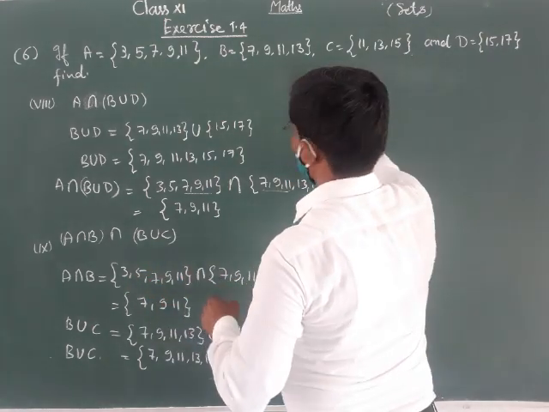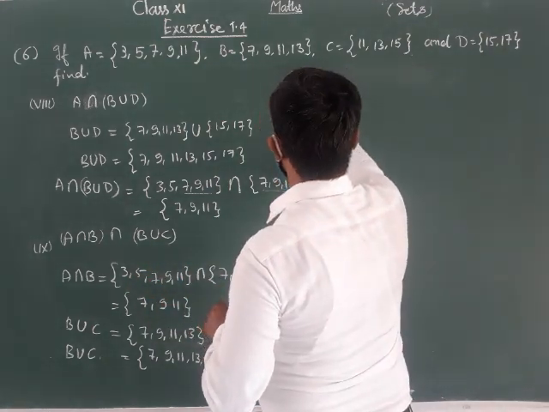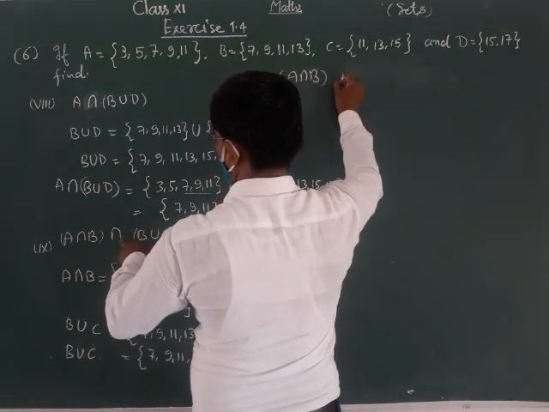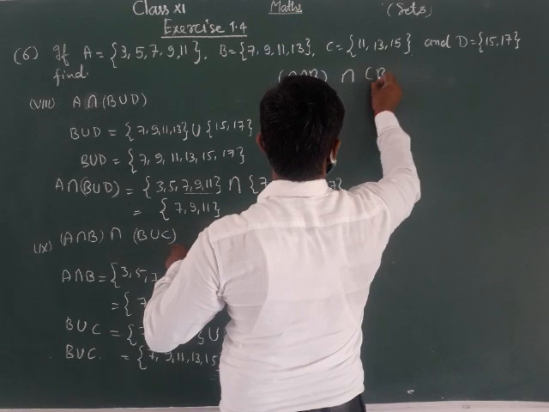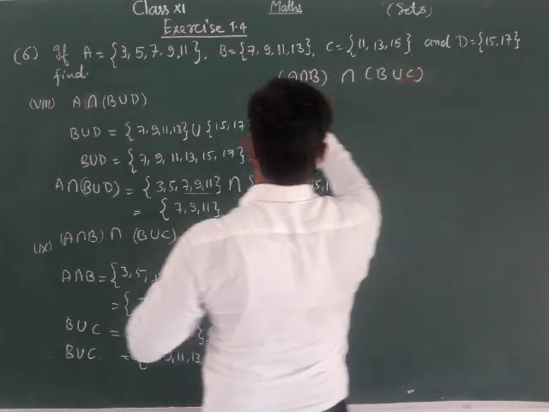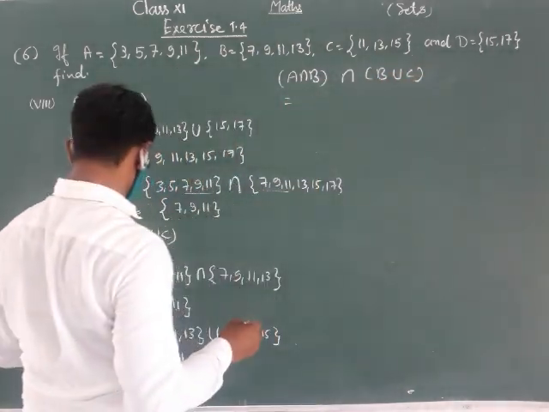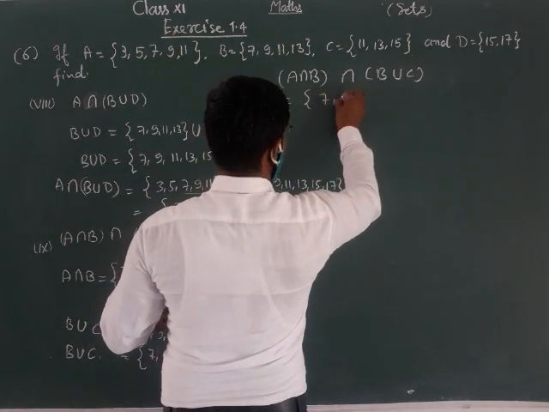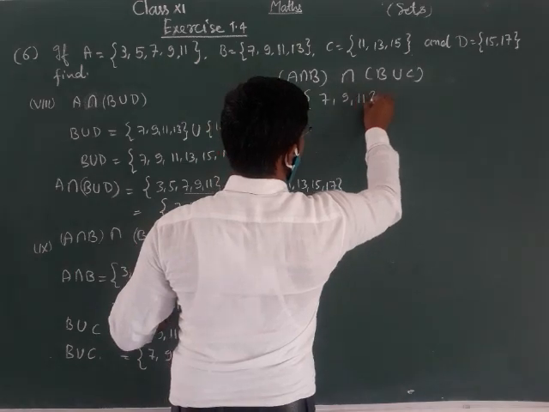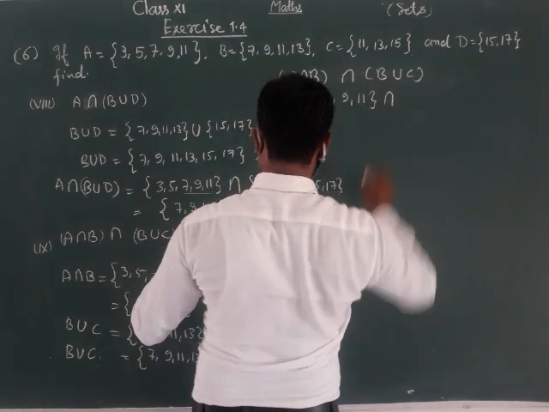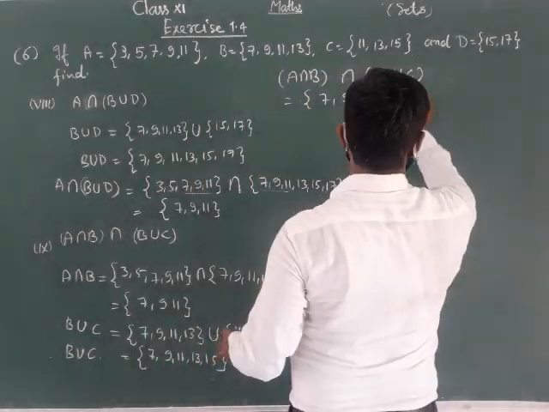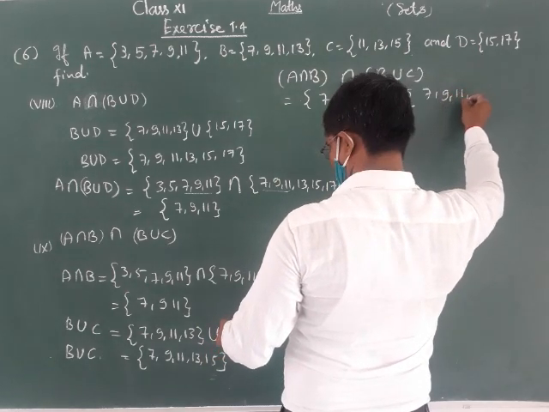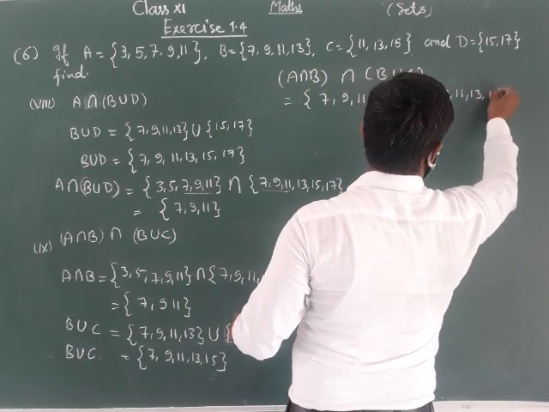Now we find A intersection B, A intersection B union C. So A intersection B means the elements are 7, 9 and 11. And B union C means the elements are 7, 9, 11, 13 and 15.